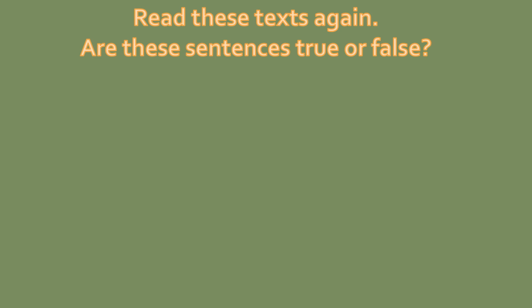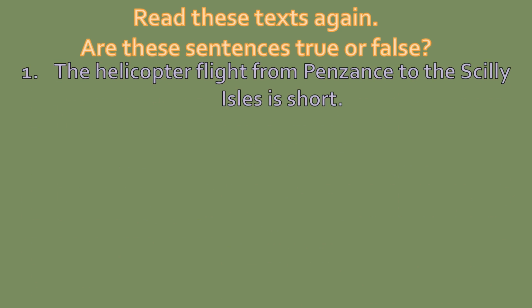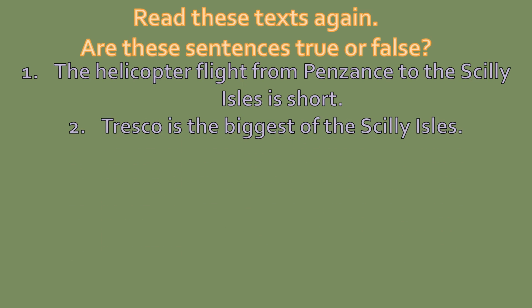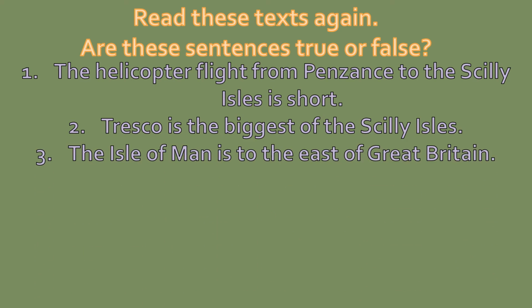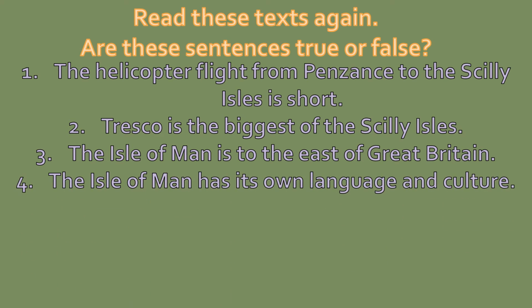Your next task, read these texts again. Are these sentences true or false? Number 1. The helicopter flight from Penzance to the Scilly Isles is short. Number 2. Tresco is the biggest of the Scilly Isles. The next one. The Isle of Man is to the east of Great Britain. Number 4. The Isle of Man has its own language and culture.